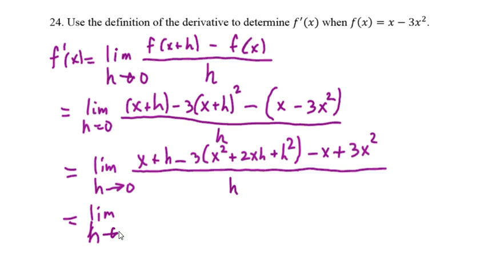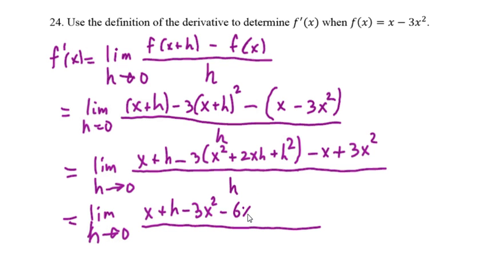h approaches 0 of, we have x plus h minus 3x squared, and then minus negative 3 times 2xh is going to be negative 6xh, and then minus 3 times h squared is going to be minus 3h squared, minus x plus 3x squared all over h. And what cancels? Well, the negative 3x squared and positive 3x squared cancel, and this x and minus x cancel.